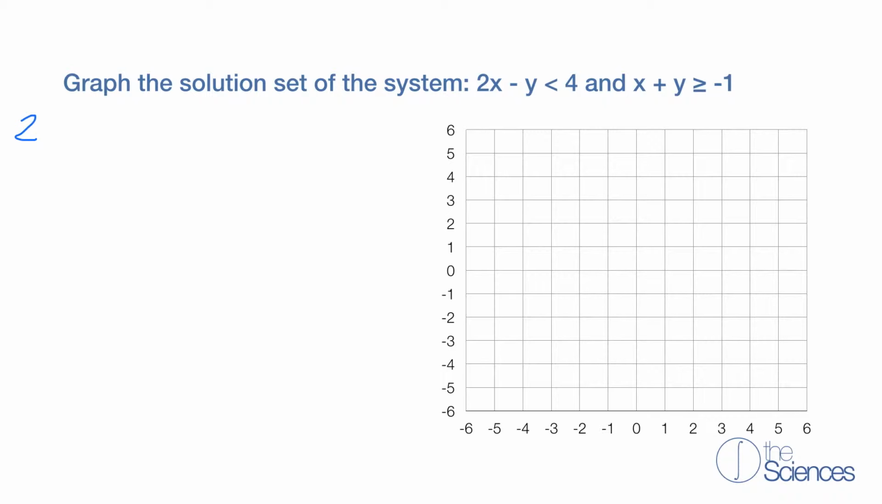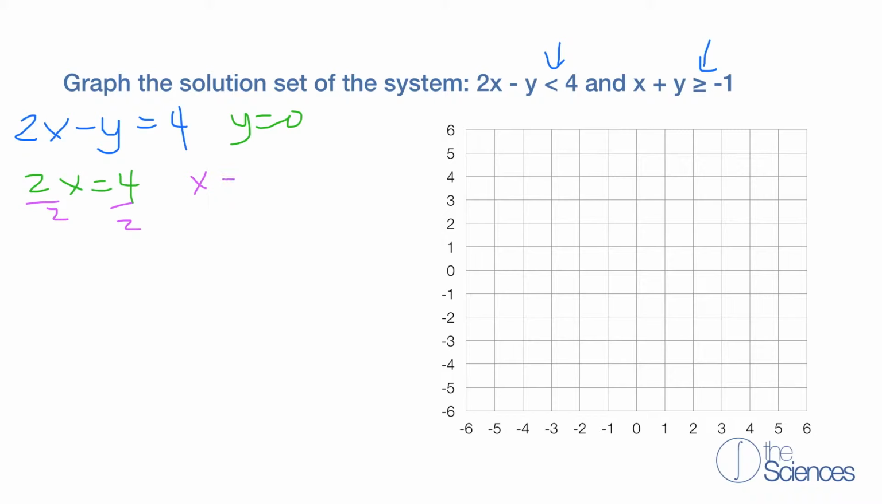So in our first one, we have 2x minus y is equal to 4. We're going to replace our inequality symbols with equal signs. So now we're going to set y equal to 0 to find our x-intercept. So when we do that, we get 2x equals 4. Divide both sides by 2, and we get x equals 2. So our first coordinate is at 2, 0.